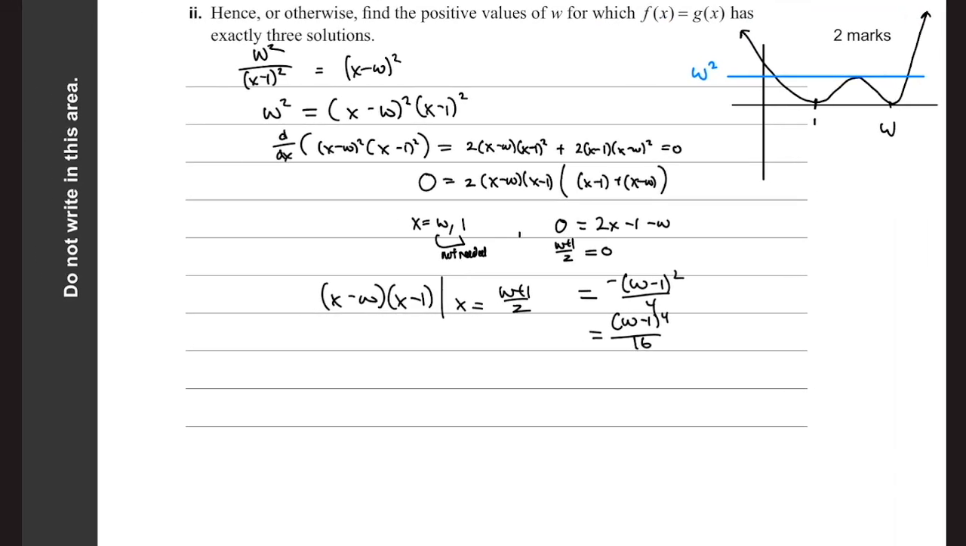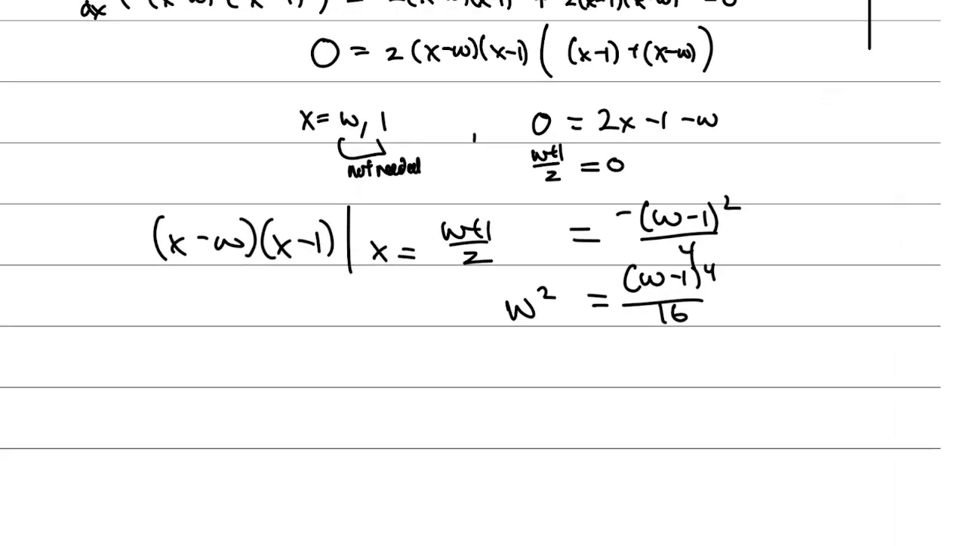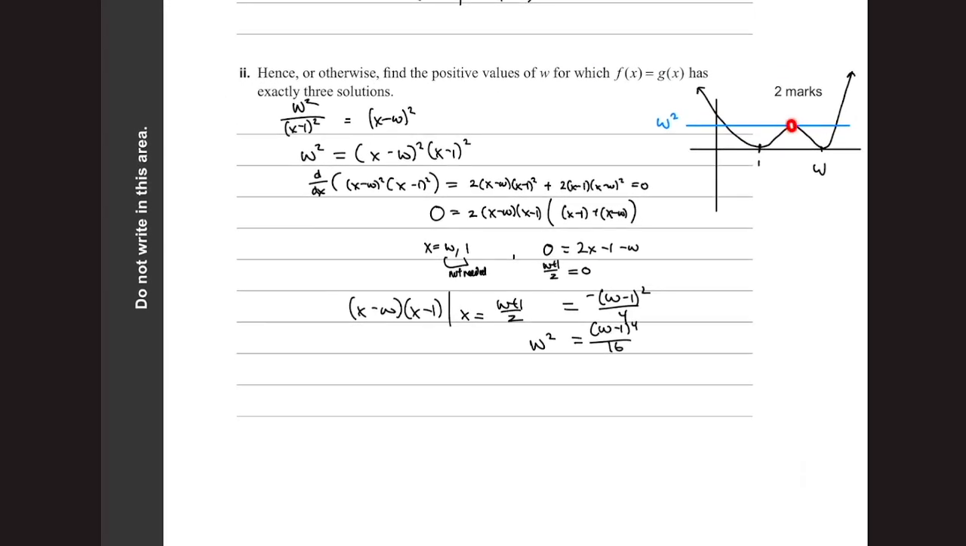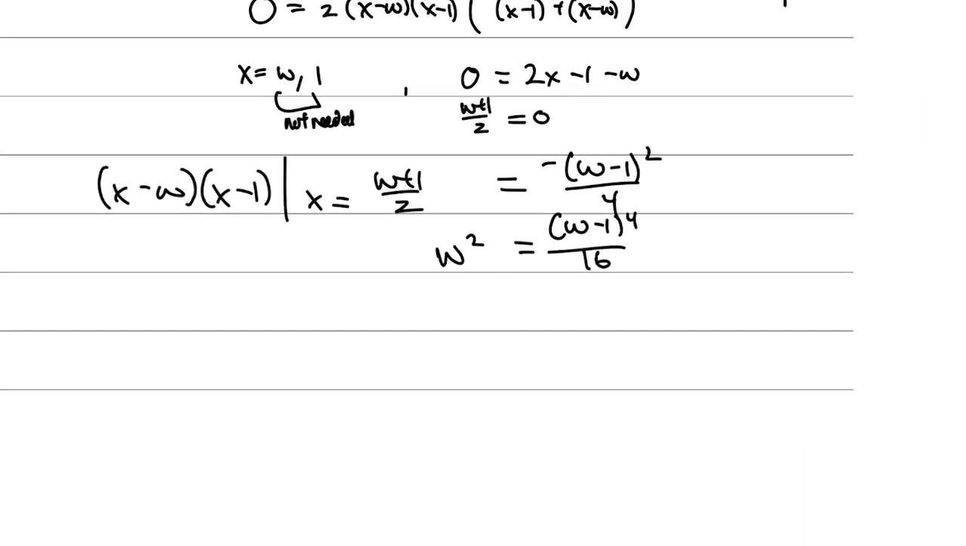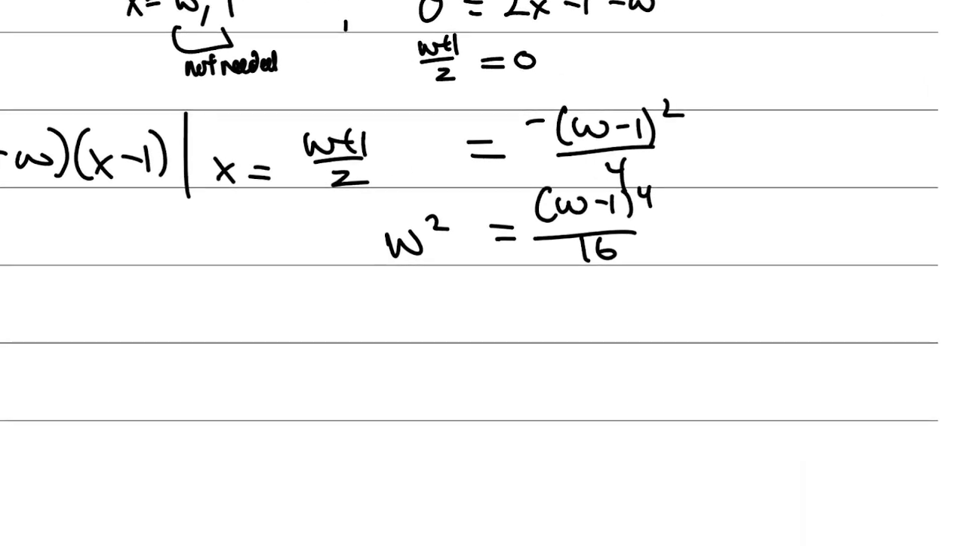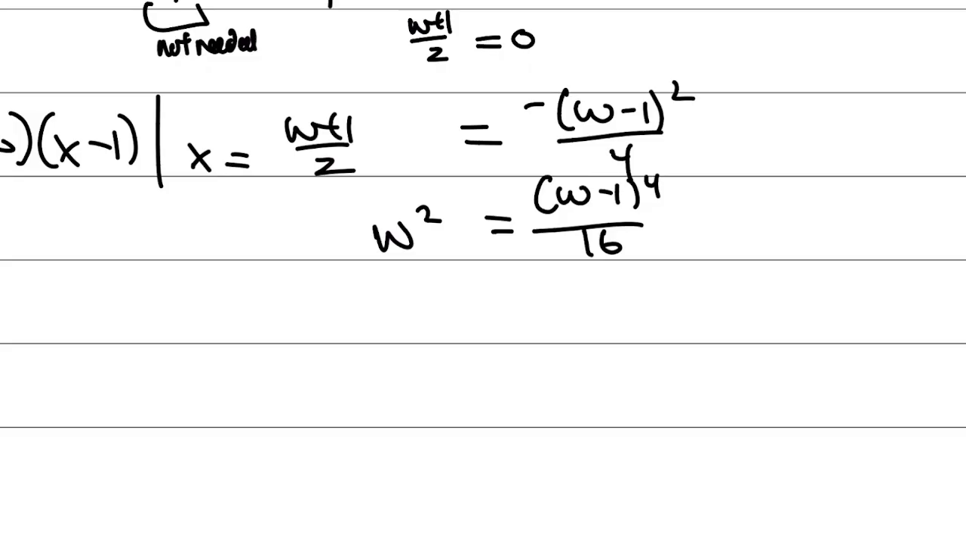And so this thing has to equal w². So that's what the y value of this thing is. From there, it's just a matter of solving. So I can then square root both sides. So I get plus or minus w equals (w − 1)²/4. So that's just what I had from earlier. And I'll just do the two cases again.